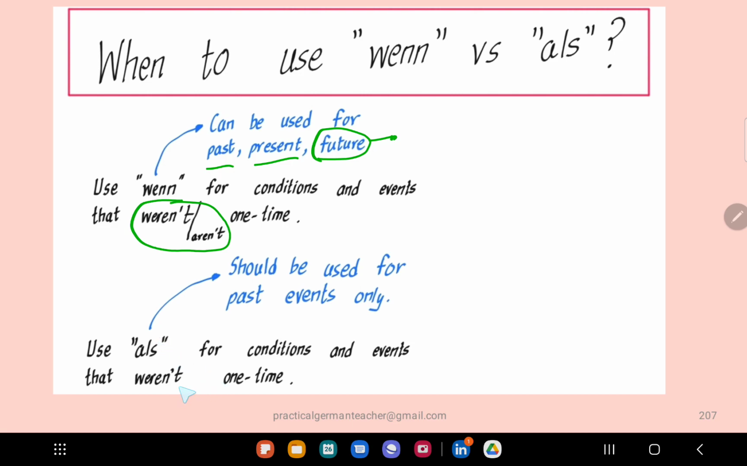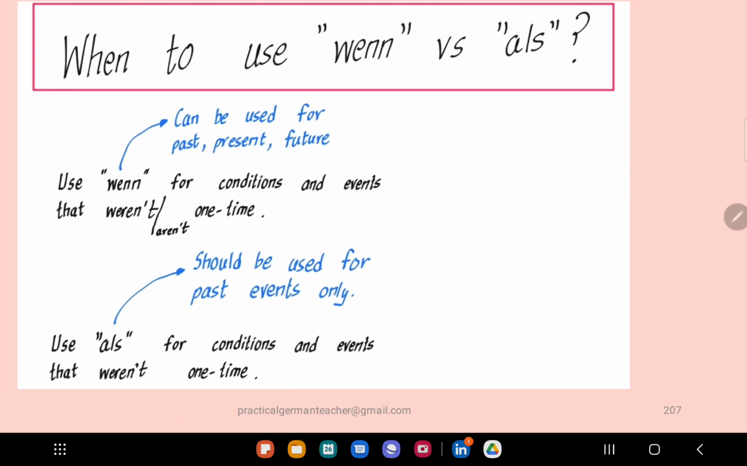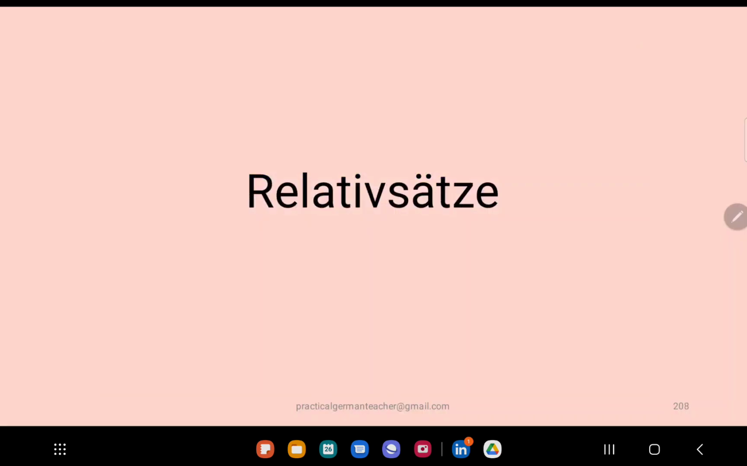What about als? Here it should be were. So use als for conditions and events that were one time. Here I'm not saying were or are, because you don't use als for present events, right? How do you know some event is happening for the first time? You may know, but the German grammar tells you that you use als only for past events. I hope you don't mind my mistake. So it should be were. All right, let us continue.